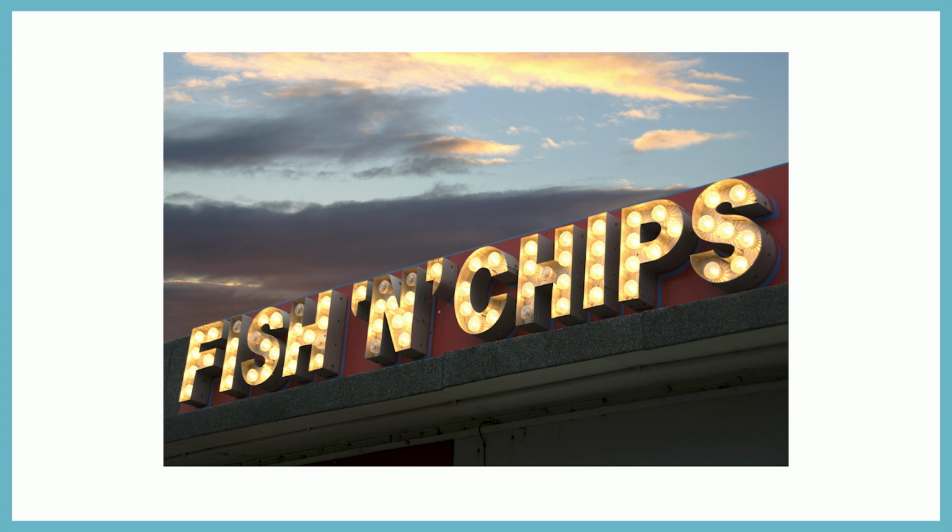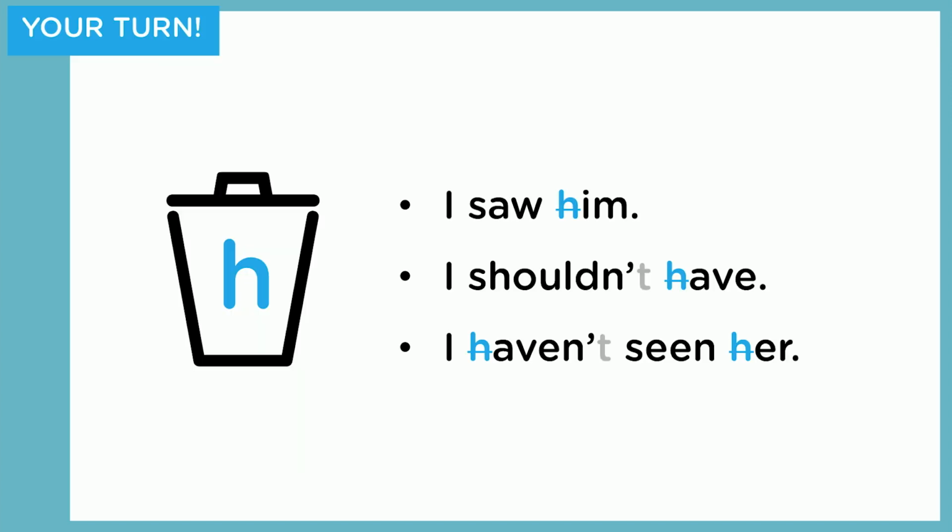Nice. Okay, here are the examples for h. I saw him, I shouldn't have, I haven't seen her. You'll notice that I've also put the t in a grey colour here to show you that you could choose not to include it. So with it included, I shouldn't have, I haven't seen her, but then I can also delete it. I shouldn't have, I haven't seen her, like that.